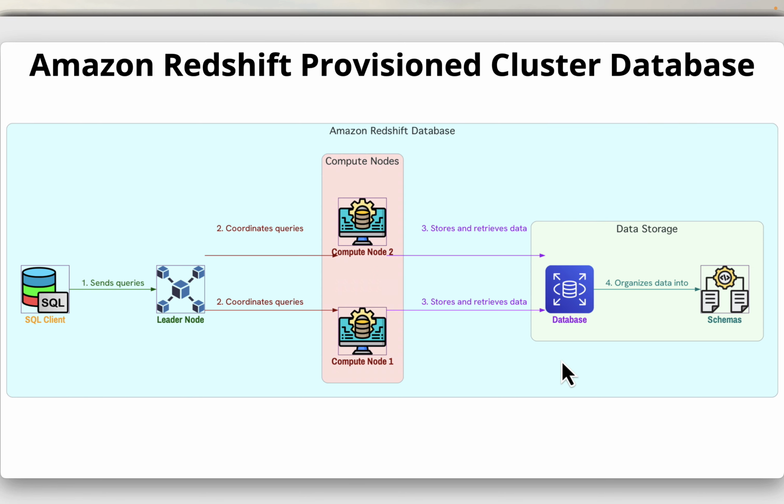Okay, now Amazon Redshift provisioned cluster database. This is a high level view about the database only. A cluster contains one or more databases. In a single cluster, you can have one database or multiple databases. User data is stored in one or more databases on the compute nodes. Your SQL client communicates with the leader node, which in turn coordinates running queries with the compute nodes.